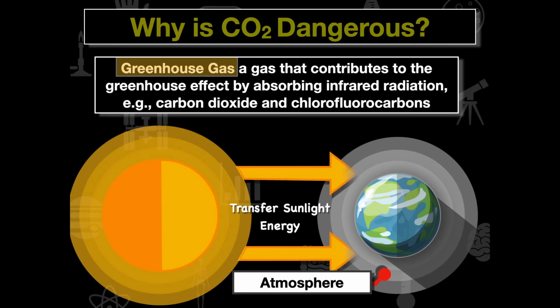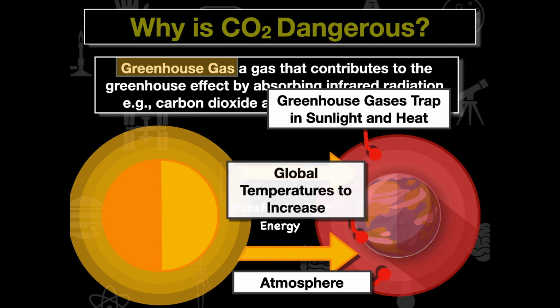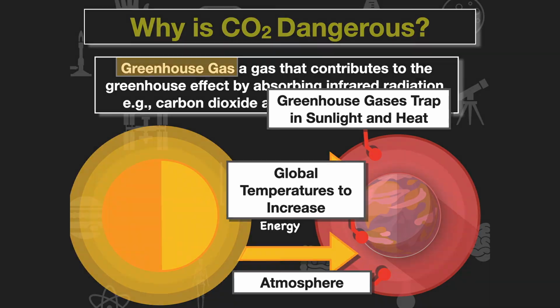So what we can see from this diagram is that transfer of sunlight energy is key, and the atmosphere is key, and these greenhouse gases are key to trap in some of that heat and some of that energy. However, if we increase the greenhouse gas concentration too much, this can lead to global temperatures increasing, which we're going to look at in more detail now.